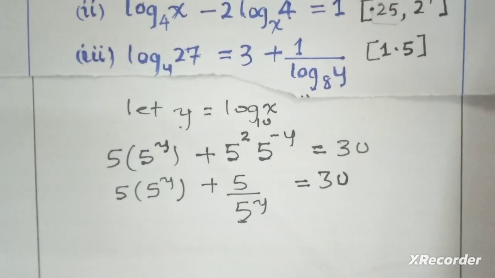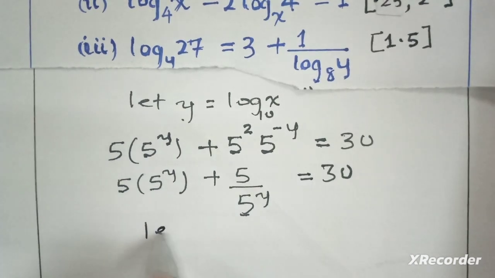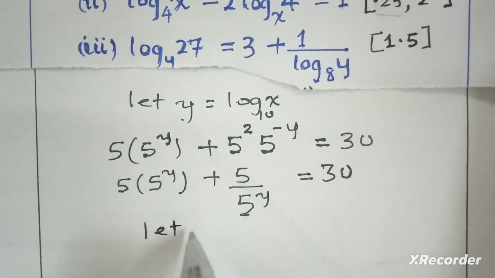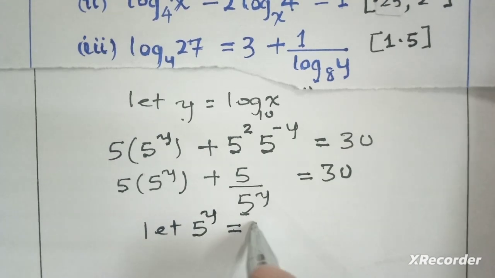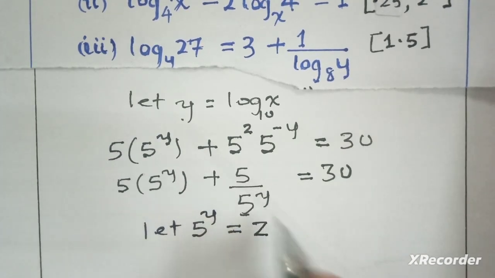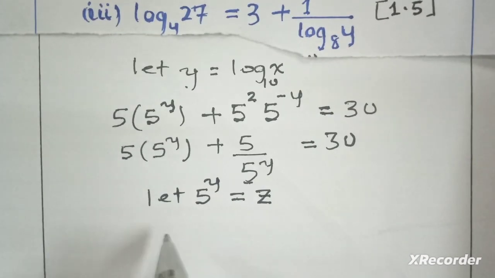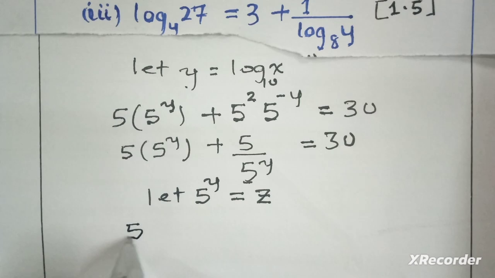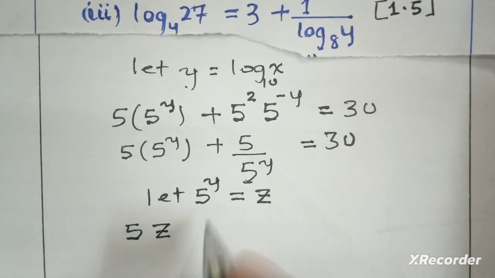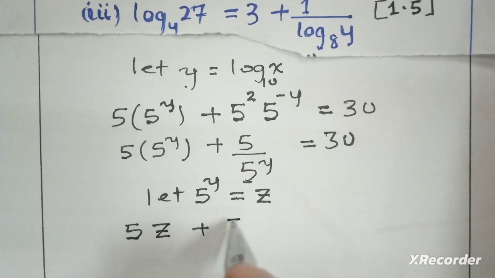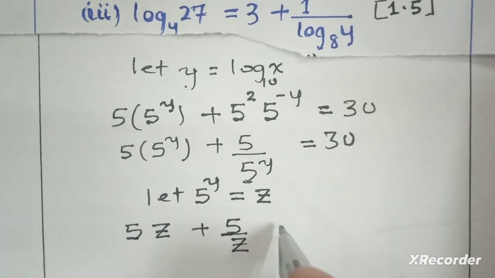From there, guys, I can also say let 5 raised to y be equal to z, like that. So that now, guys, I'll have 5, then instead of 5 raised to y, I put z, plus 5 all over z. This gives us 30.